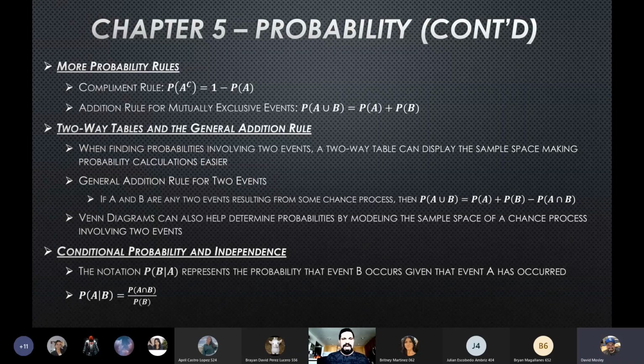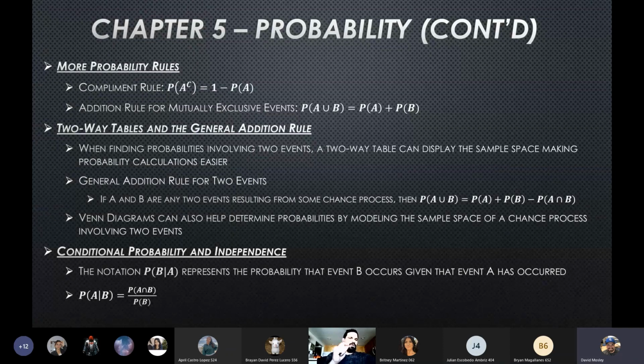We also have conditional probability and independence. The notation, probability of B given A, that bar in between B and A says given, represents the probability that event B occurs given that event A has occurred already. We write this as P of A given B equals probability of A and B divided by the probability of B.